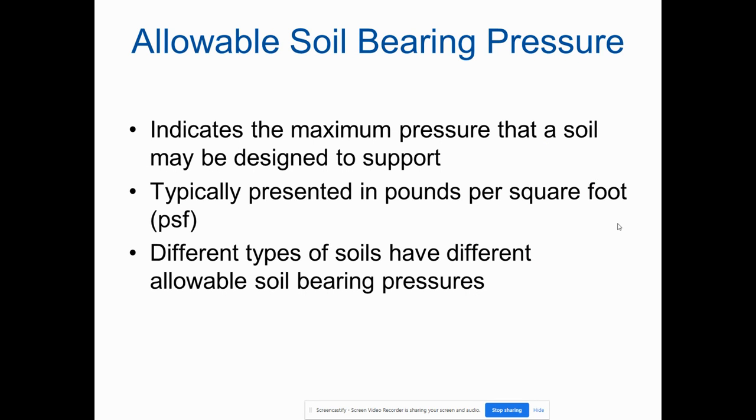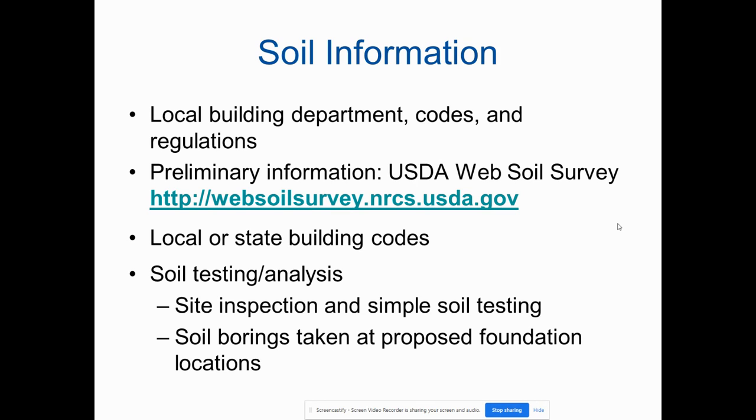Allowable soil bearing pressure indicates the maximum pressure that a soil may be designed to support, typically presented in pounds per square foot. Different types of soil have different allowable soil bearing pressure. We're going to get heavily into that when we do commercial building. Local building department codes and regulations, you can find here in the preliminary USDA web soil survey. That's going to be one of your assignments coming up.